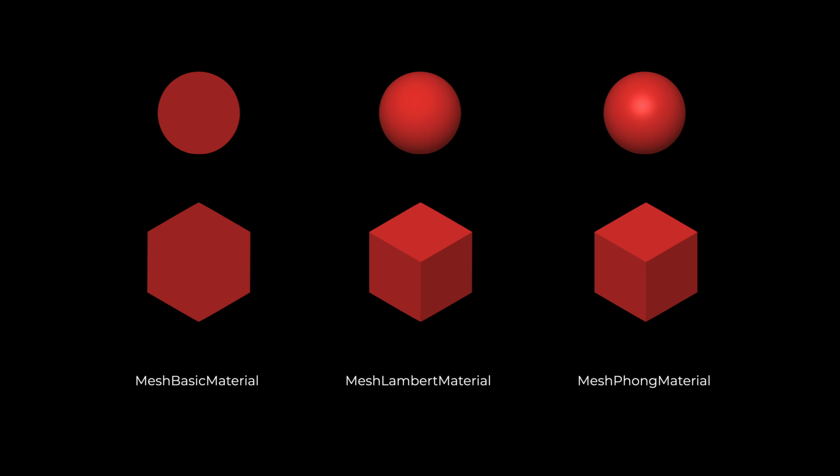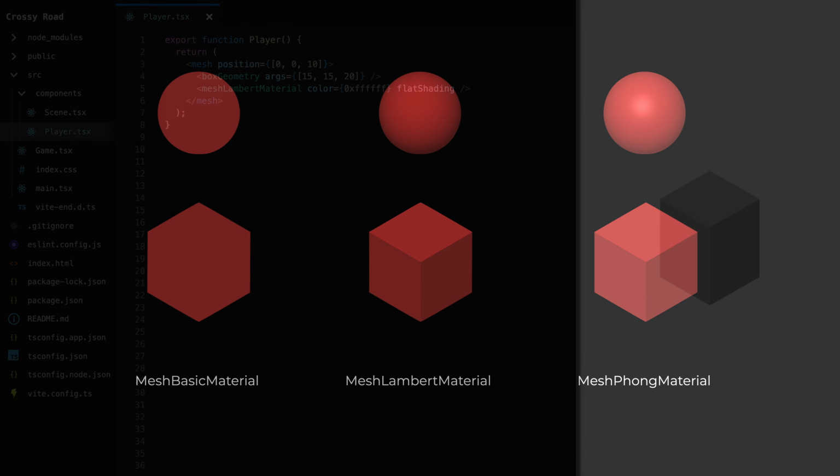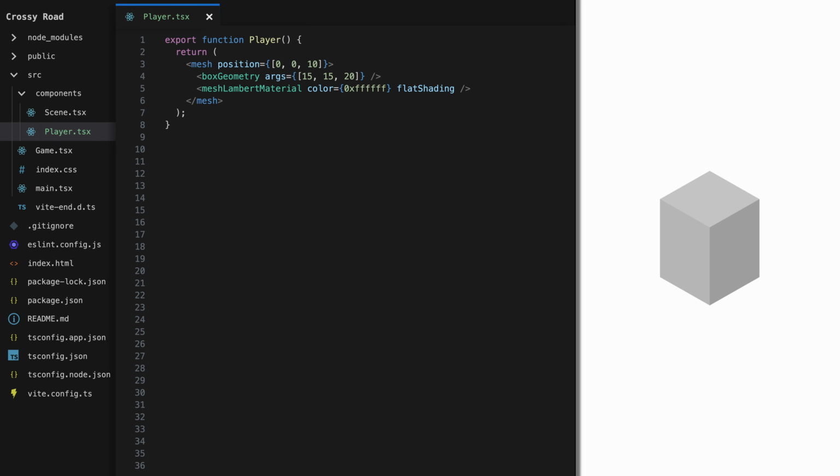There are different types of materials in three.js. The main difference between them is how they react to light. We use a mesh Lambert material, a simple material that is responding to light. We set the color prop here to white with a hexadecimal value. We've wrapped the geometry and the material into a mesh. A mesh is an object that we can add to the scene. We can also position a mesh.